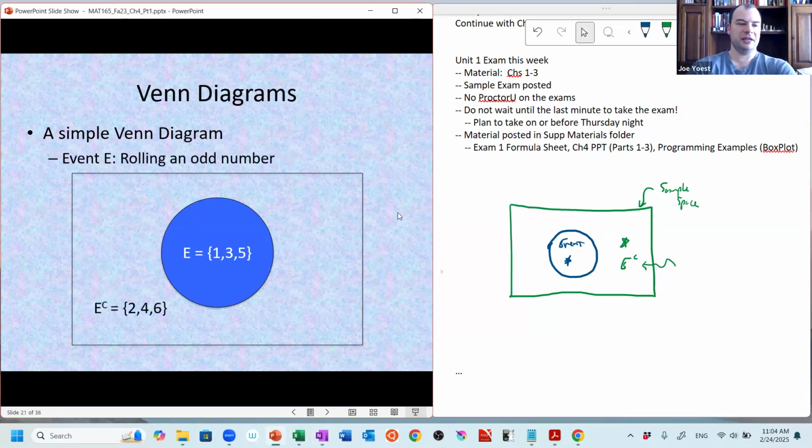So for example, if my event E was rolling an odd number on a standard die, my sample space is 1, 2, 3, 4, 5, 6. My event consists of the odd numbers 1, 3, 5, and therefore the complement, the set of outcomes that are in the sample space 1, 2, 3, 4, 5, 6, but not in the event 1, 3, 5, will be the even numbers 2, 4, 6. So for the event E rolling an odd number, its complementary event is rolling an even number, or rolling a 2, 4, or 6.